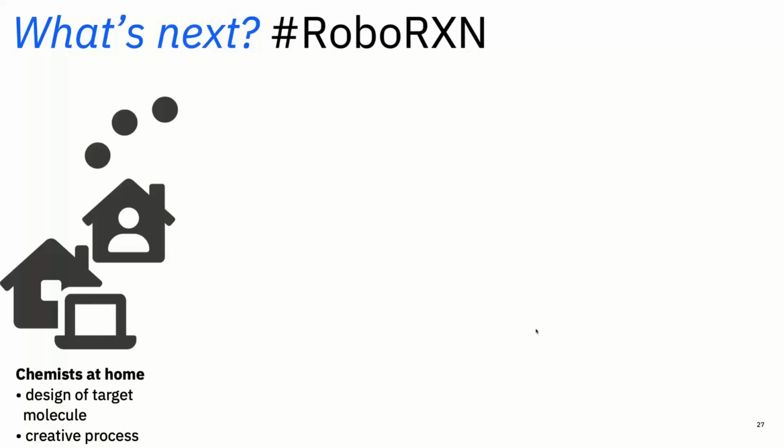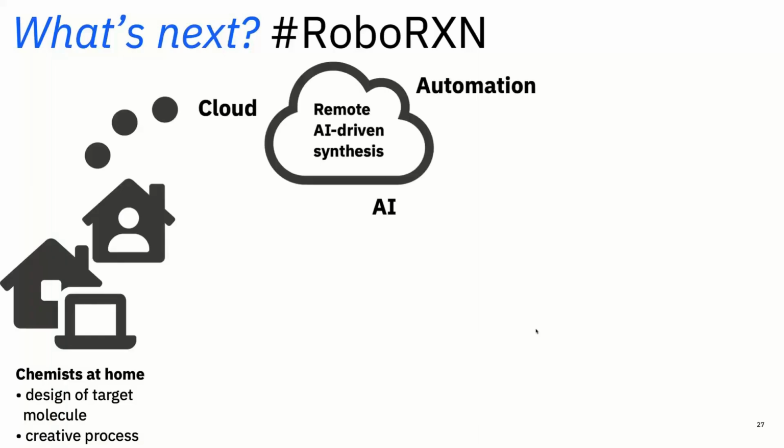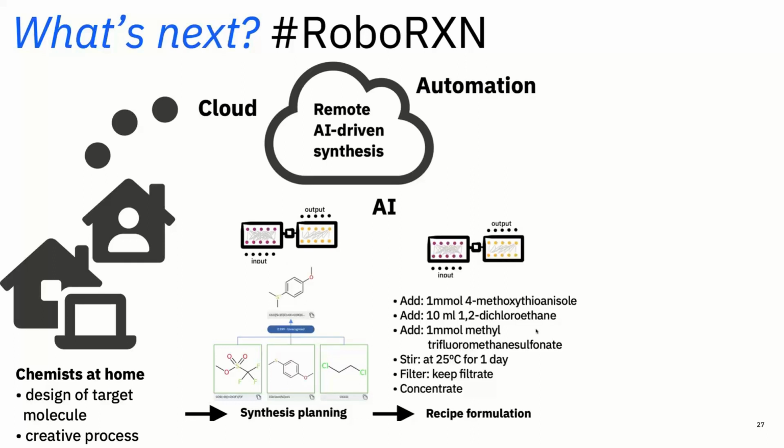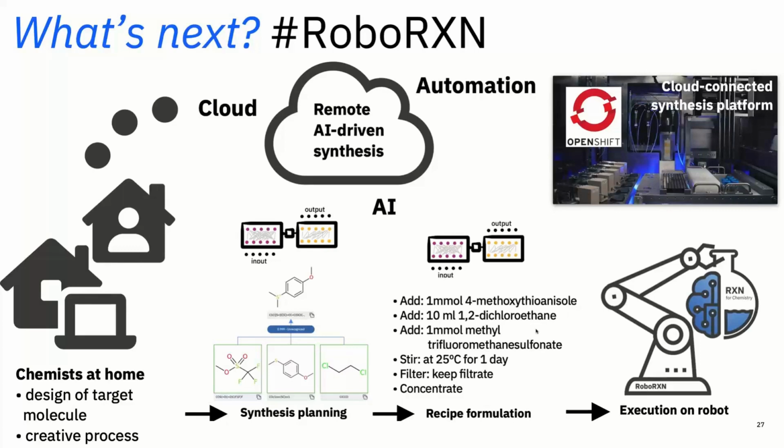Now you might wonder what's next, and on the next few slides, I would like to point you to RoboRXN. Imagine you're a chemist at home, and you connect to the cloud where you get access to a synthesis planning tool, as I was describing on the last few slides. But not only that, you have another model that converts the single steps that you have in your synthesis route into a sequence of actions that you could then perform in a lab, or alternatively could also be executed on a robot.